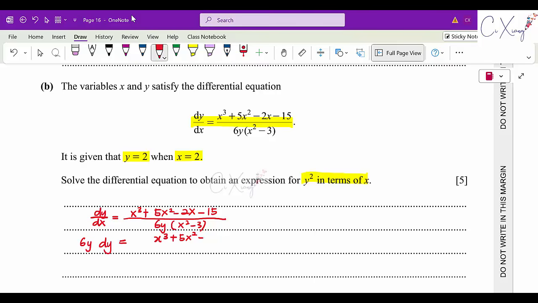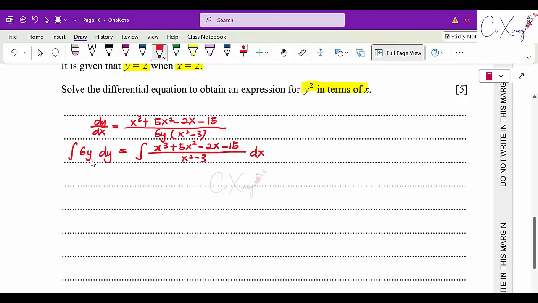Oh, so just now I want to move the 6y to the left, not the right. Okay, then x squared minus 3 with dx. So I want to bring the dx from left hand side to the right. Okay, then you can see now clearly that I have successfully separated my variable, all the y at one side, all the x at one side. Then I will put integration sign on both sides. I will start my integration.